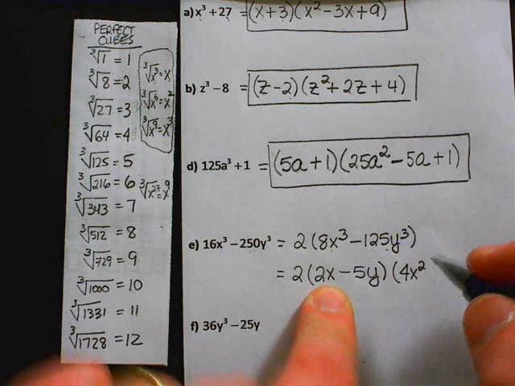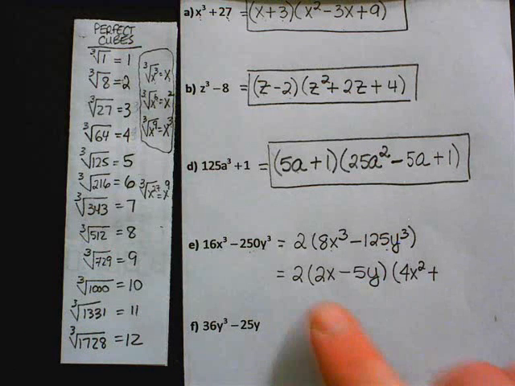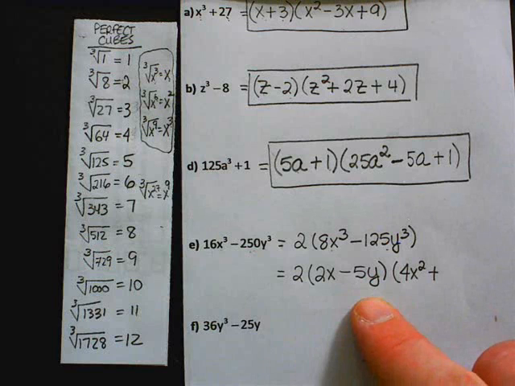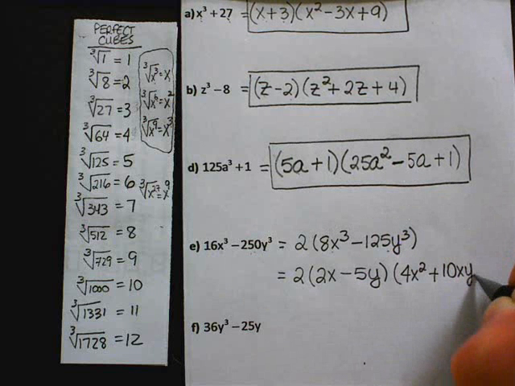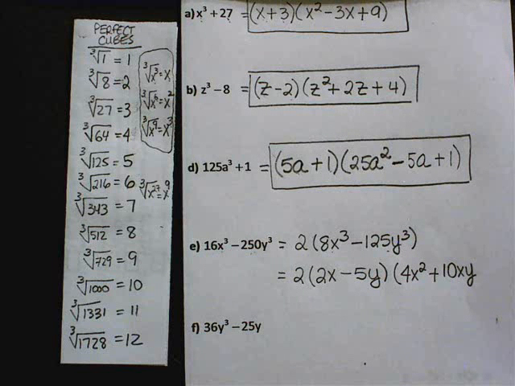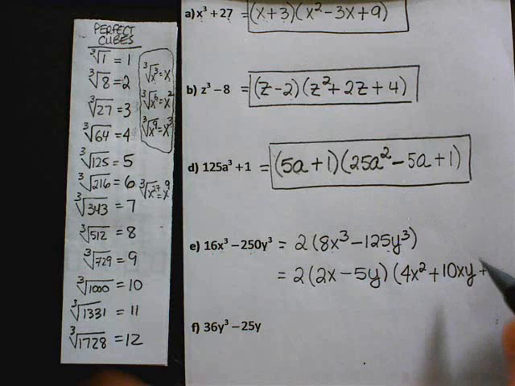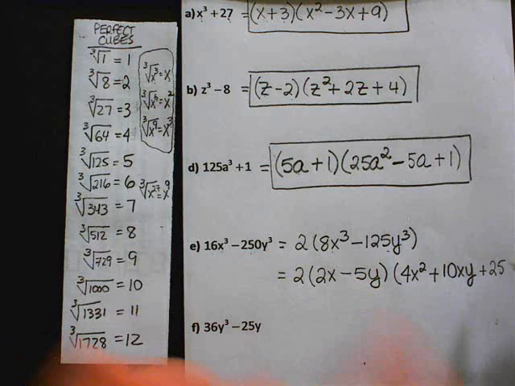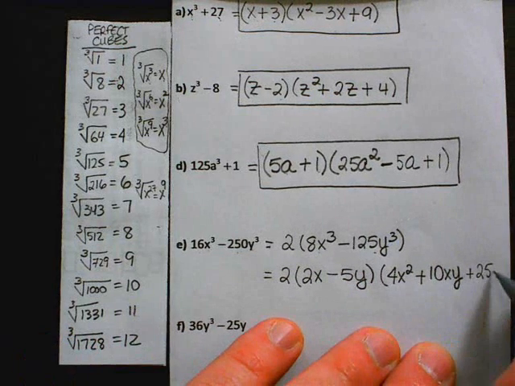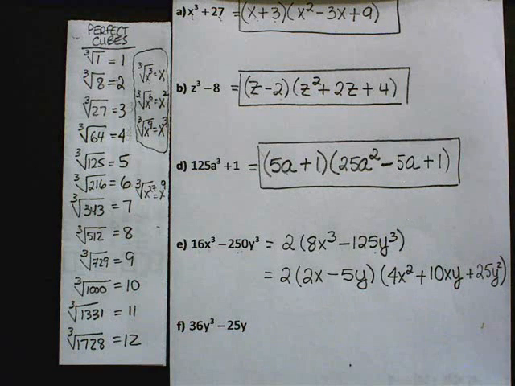And then we're going to put a plus, and then you're going to do the first times the second. So 2x times 5y is 10xy. And then you're going to do the last term, and you're going to square it. So plus 5y squared is 25y squared. And that's my answer.